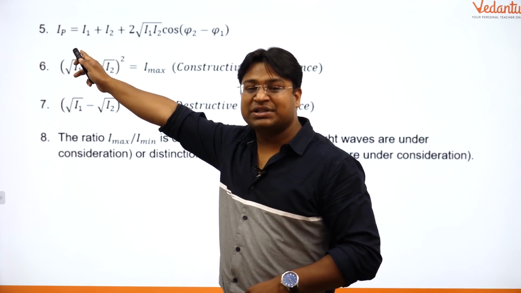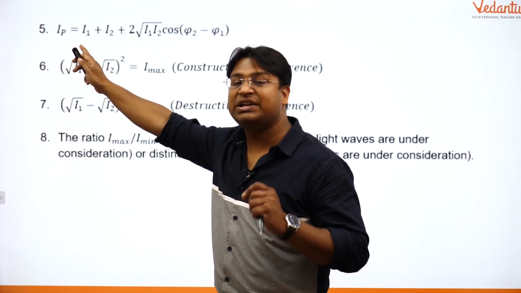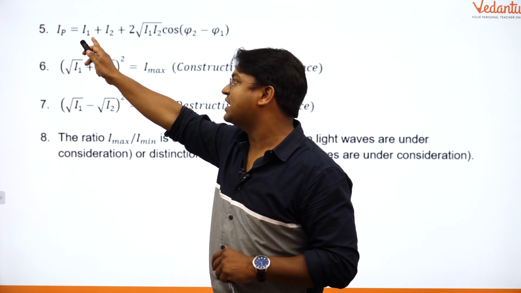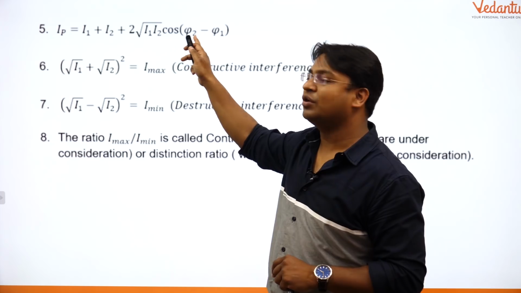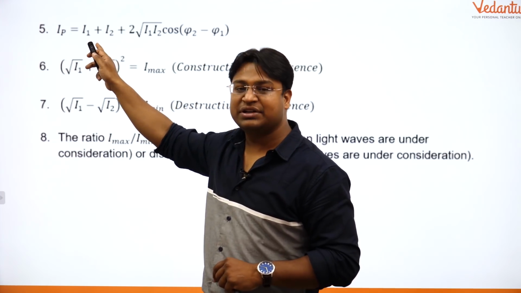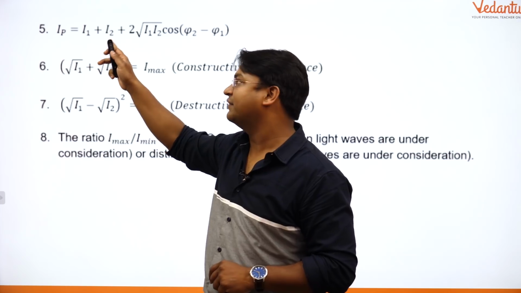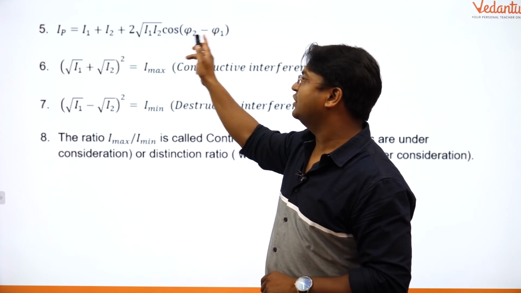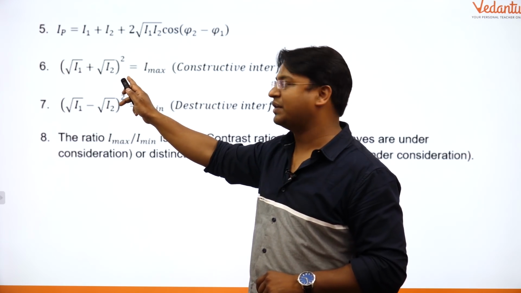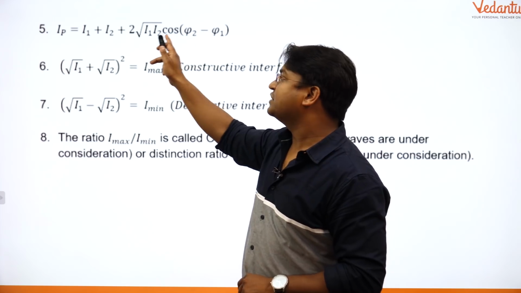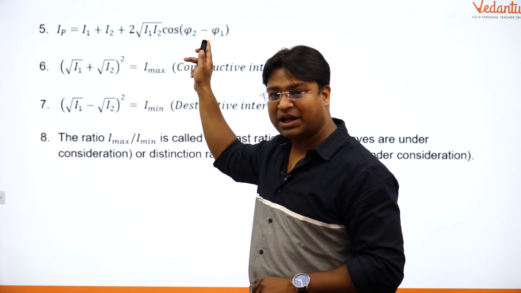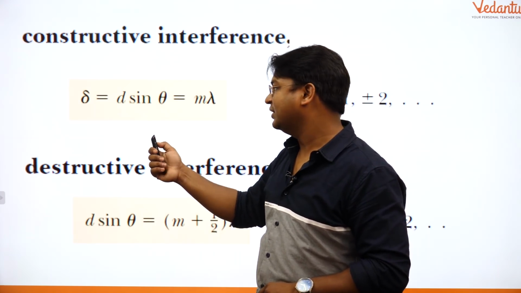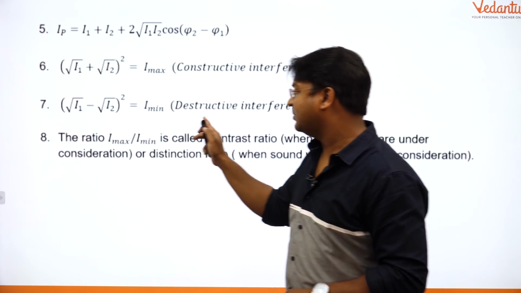So IP represents the resultant intensity at P, which is related to the intensity of the incoming waves as I1 plus I2 plus 2 root I1 I2 times cos of the phase difference. I1 is the intensity due to the first wave, I2 is the intensity due to the second wave. In case of constructive interference, this value becomes plus 1, so the maximum intensity we get is (root I1 plus root I2) square. In case of destructive interference, this value becomes minus 1, and the intensity that we get is (root I1 minus root I2) square. So this is I minimum, the destructive interference.